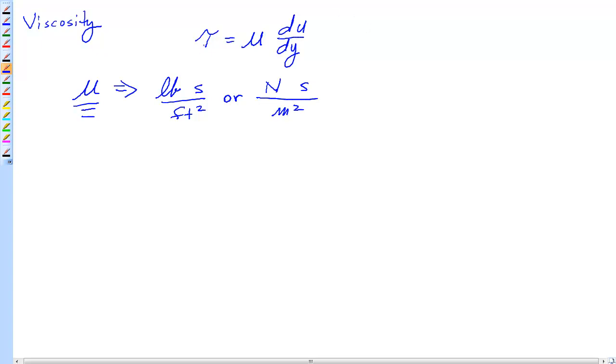That makes sense if you look at it, because the units here are pounds per foot squared. The units of this, if you look at it, are feet per second, and this is feet underneath here, so you have a lone second over here. So if you move this to this side, you get pounds second over feet squared.